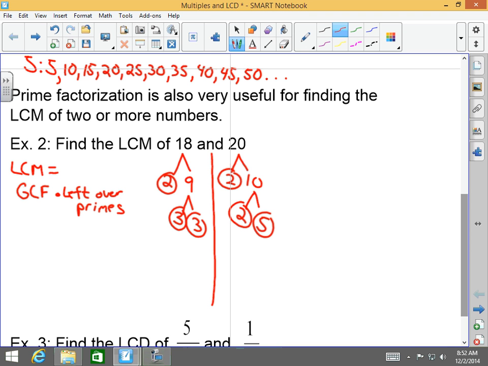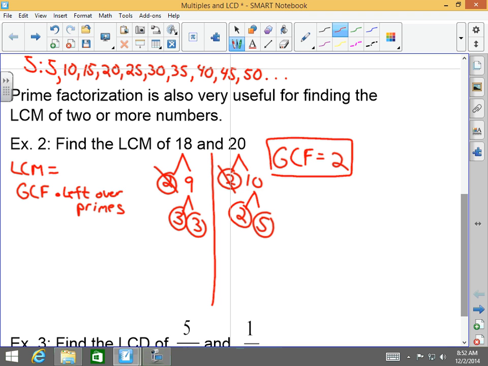So let's first find the GCF to this. Remember that the GCF, every pair comes out as one value. So I have a 2 and a 2, so it comes out as a 2. Do I have 2 3s on both sides? Do I have another 2 2s on both sides? Do I have another 2 5s on both sides? So what's my GCF? 2.